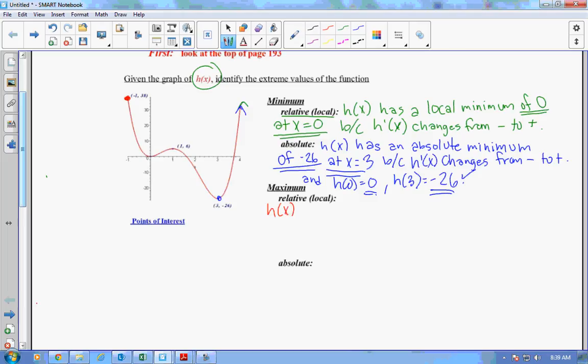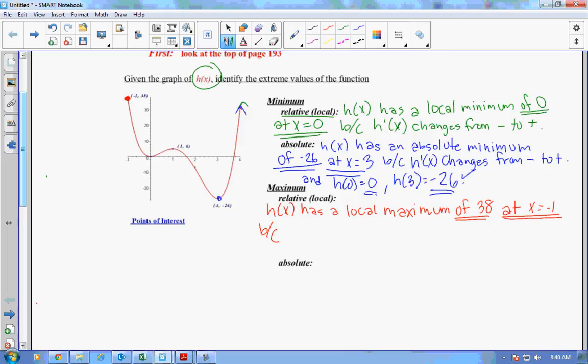So h of x has a local maximum of 38 at x equals negative 1. We know this because, does it change from negative to positive? But we know that on one side it is decreasing from then on, right?